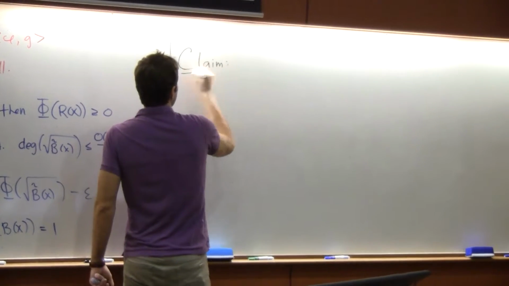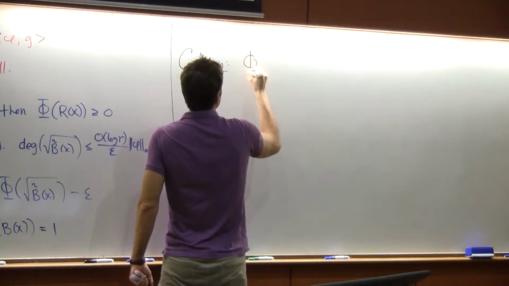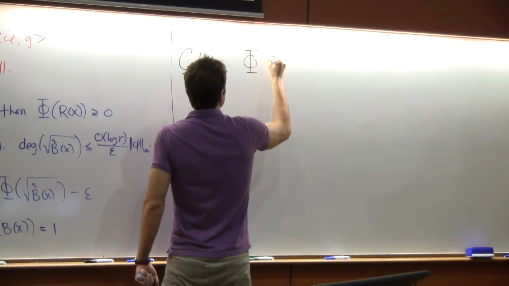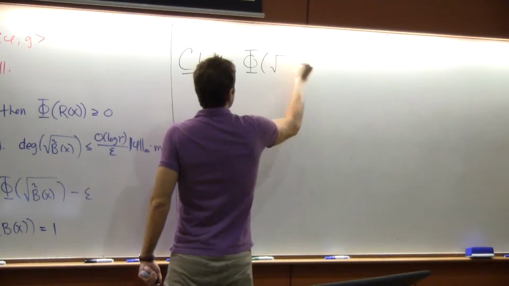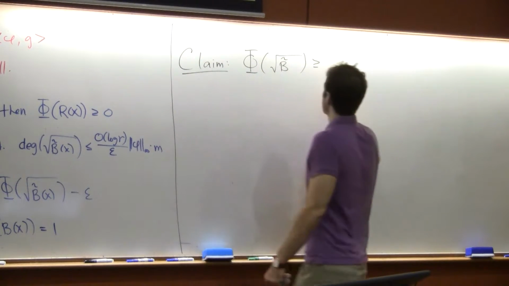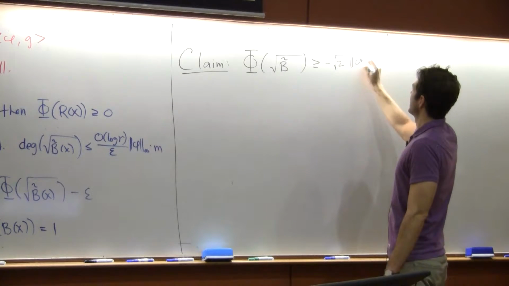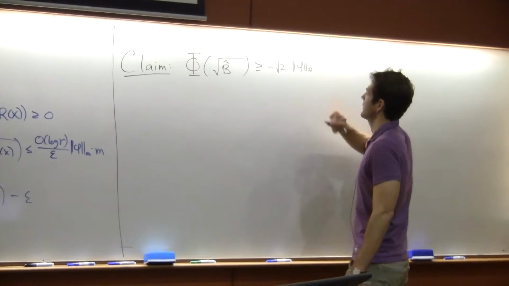So let me just apply the claim to B tilde. The claim applied to B tilde is going to be that this is at least minus square root 2 times the maximum value of the separator phi.